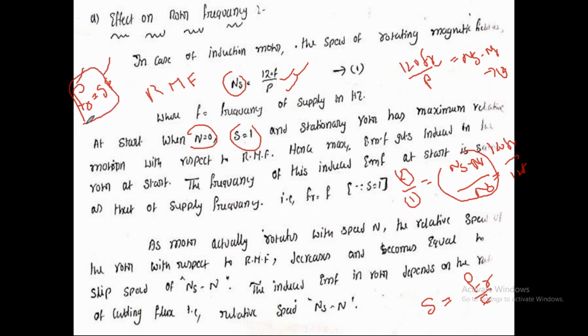Now from this equation we can make two cases: one is the starting condition, the other is the running condition. At starting condition, Fr is equal to F because S is equal to 1. At running condition, Fr is equal to SF because S varies between 0 and 1. So you have to consider these two conditions for every case, starting condition and running condition. This is the equation we obtain when the slip affects the rotor.